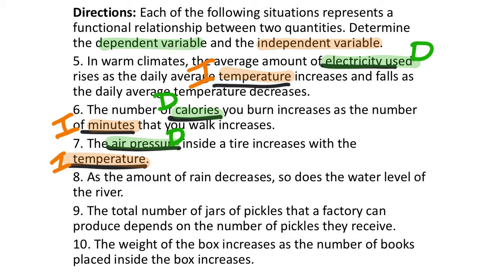And then number 8, as the amount of rain decreases, so does the water level of the river. So this one, it's kind of going to work backwards based on what we've been looking for. But we have the water level of the river, and we have the amount of rain. Hopefully that makes sense, that the water level of the river will depend on the amount of rain that occurs, which means that the amount of rain is independent, and the water level of the river is dependent in this one.